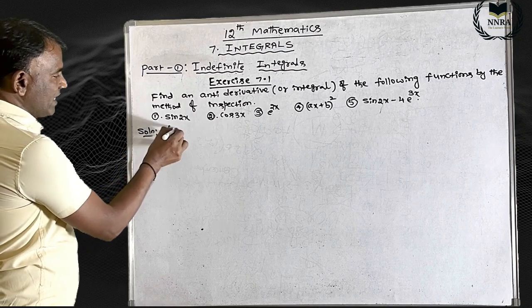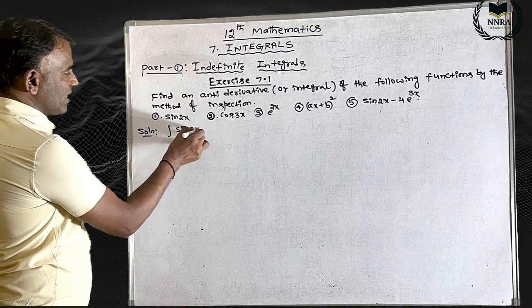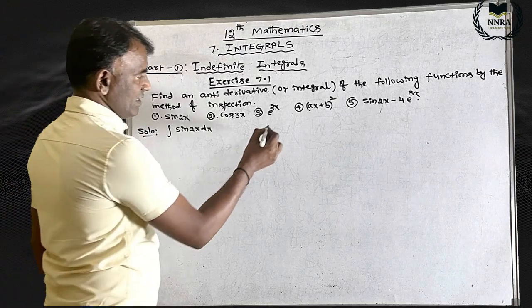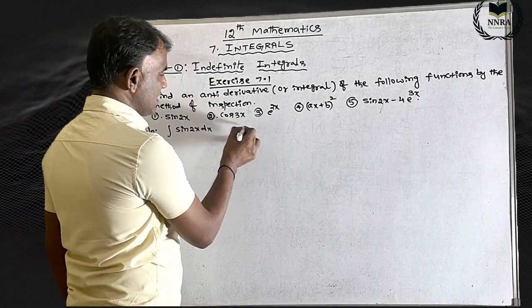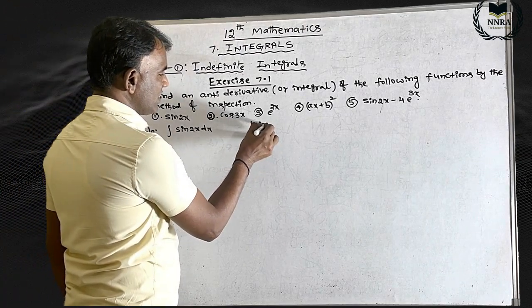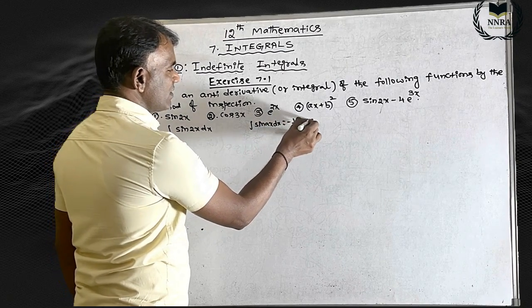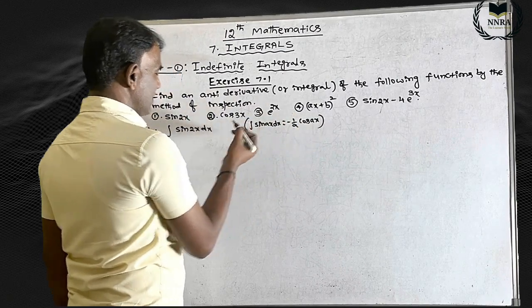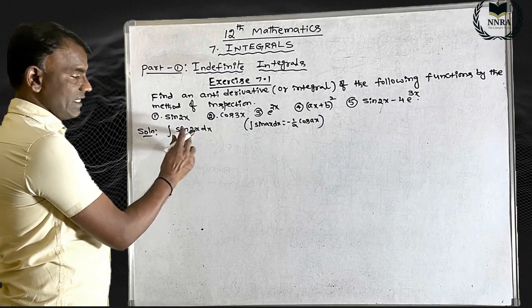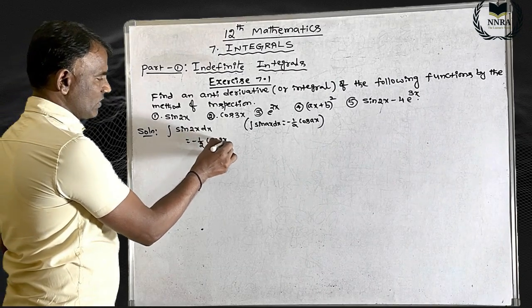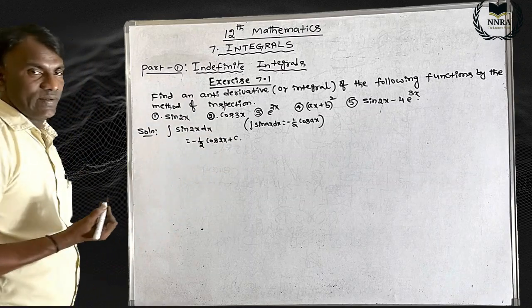that can be written as integral sine 2x into dx, right? And which form is it? This is the form of integral sine ax dx, correct? What is the value of integral sine ax dx? Minus 1 by a cos ax. Then what is the value of a? a is 2. So minus 1 by 2 cos 2x, then constant c.